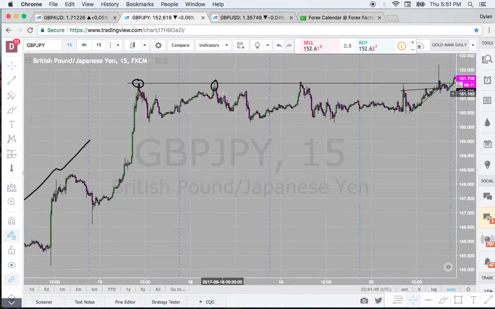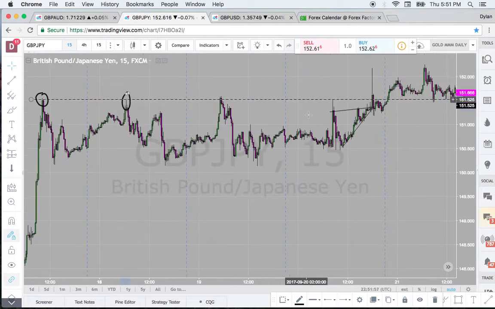You could have sold, by all means, right here at the ceiling. Could have sold here again. The fourth time, that's getting a little risky. Could have sold that. Could have sold right there. That's getting a little risky though.